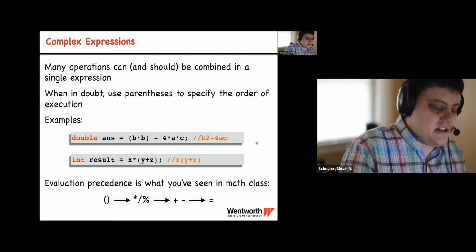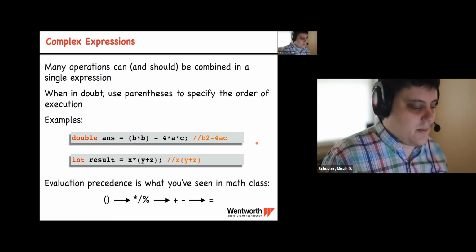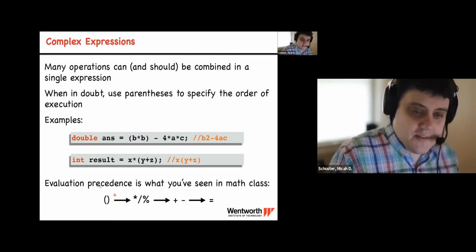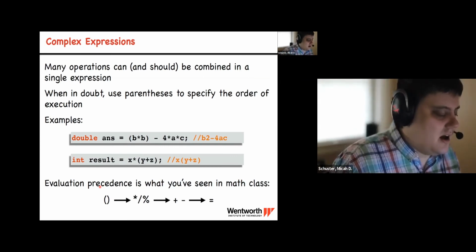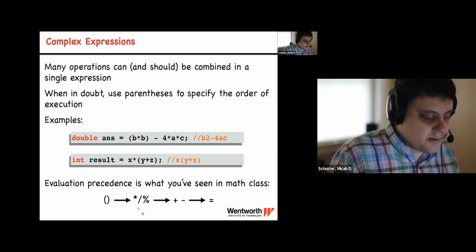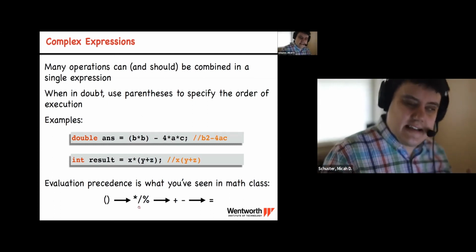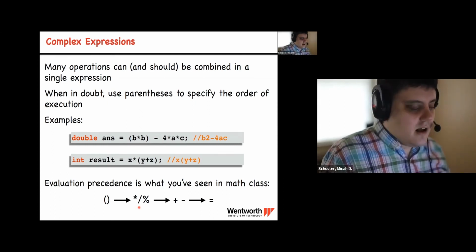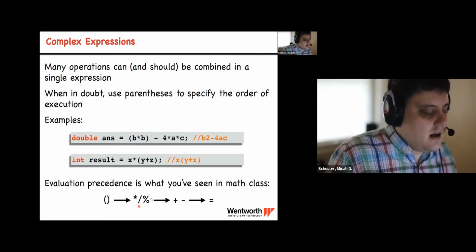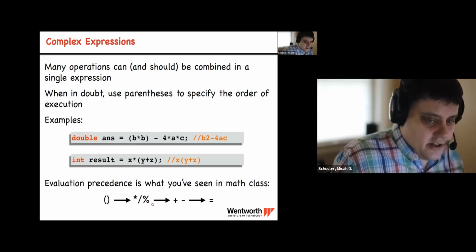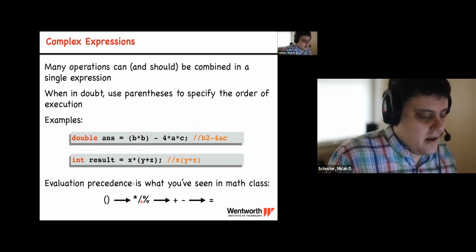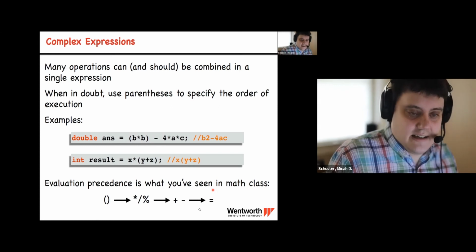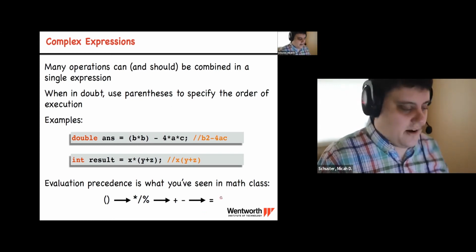The evaluation precedence is exactly what you've seen in math class. I mentioned this a little bit before. Parentheses, of course, are first. Anything in the parentheses then follows the normal precedence as well. Multiplication and division are typically what you see in math classes. Also with that is the modulus in programming. So the modulus is part of multiplication and division. Then you have plus and minus, and then finally the assignment happens very last.